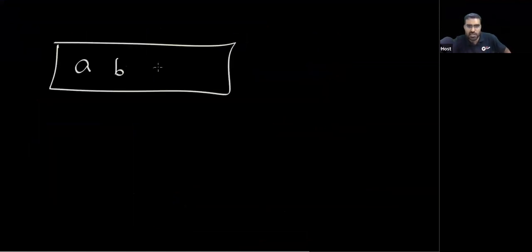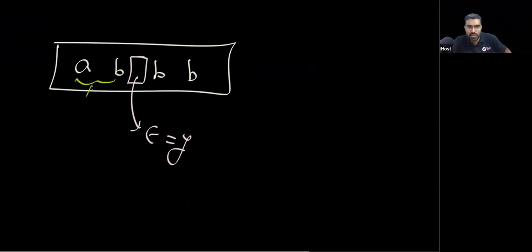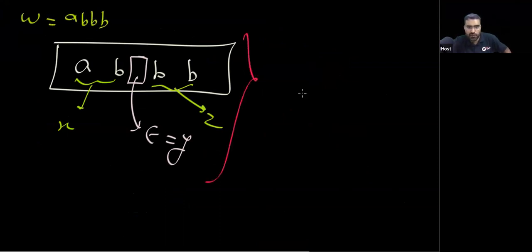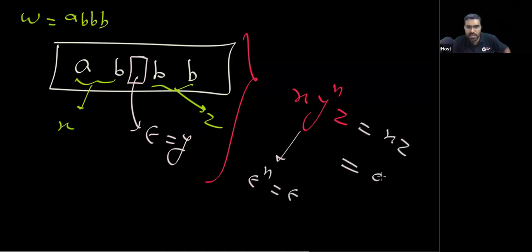For example, if you take this string abbb, and in this string you take y equal to empty string, let's call the part before it x and the part after it z. Your w is equal to abbb. Now if I do x y power n z, then y power n is nothing but empty string power n, that is empty string. So that will be same as xz, that is abb, and that will definitely belong to L.